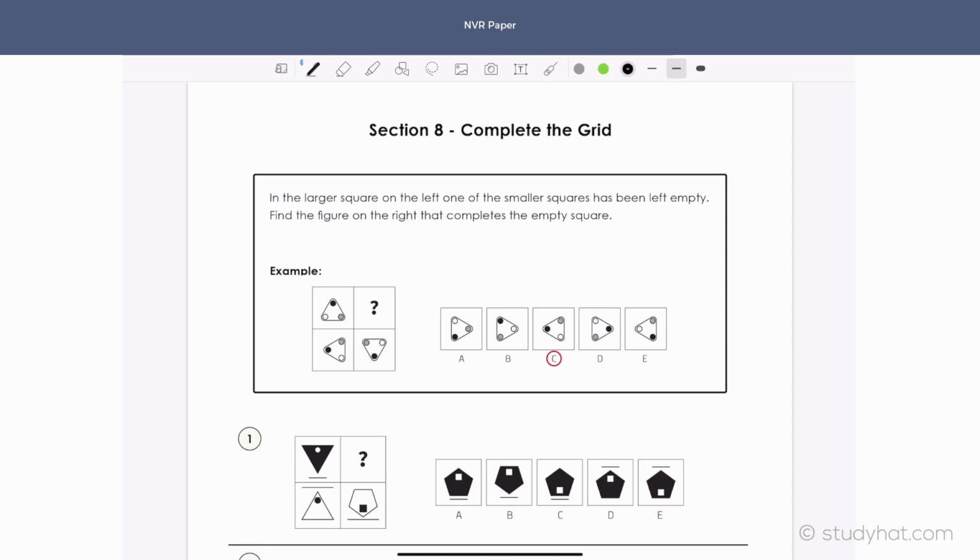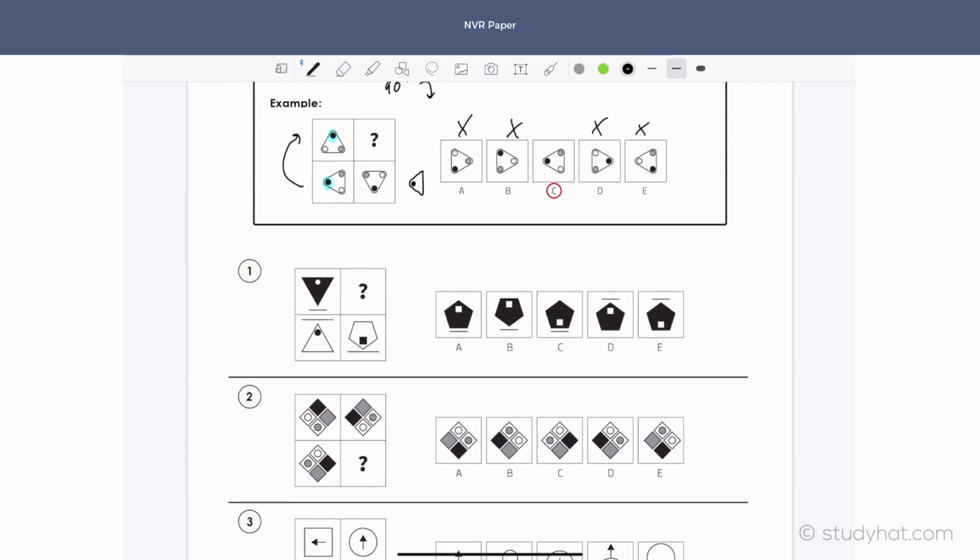Let's look first of all at what's happened on the left-hand side to go from here to here. Try and find something that is clear. For me, this black dot has moved 90 degrees, the shape and the dot have moved 90 degrees clockwise. So here the black dot's going to move 90 degrees clockwise. It's going to be like this. So we can instantly get rid of ones that don't have that, and in fact that leaves us with just C. Now on to the actual questions.